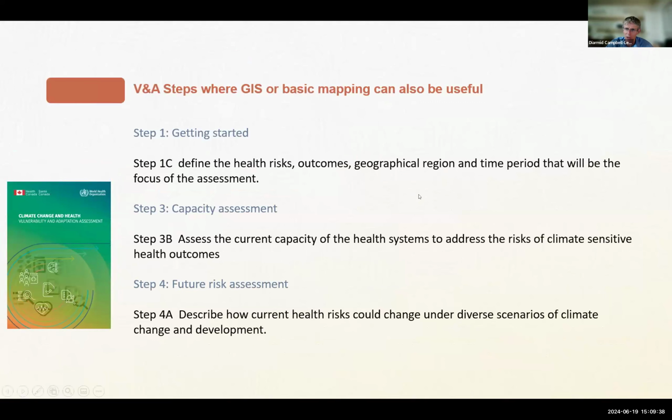And if you'll excuse the slightly odd ordering, we've gone from step 2 back to some of the other steps, but just to point out that in other steps in the assessment, GIS can also have a role as well, both in scoping out the assessment to start with, also in assessing the capacity of the health system and other systems to respond to the challenges that are being identified, and also looking forward to assessing the future risk as well. So just to underline again, GIS is relevant at various points within the process. We think particularly within what we have described as step 2.